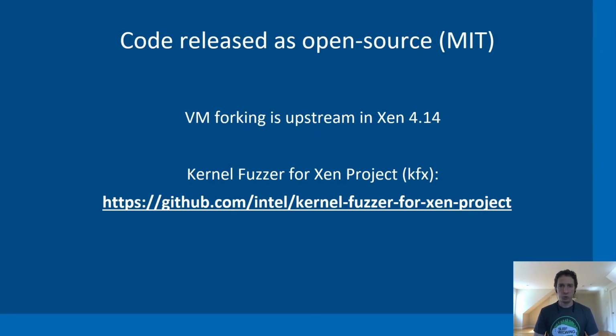So all of this code is released as open source under the MIT license. The VM forking feature is already upstream in Xen, and that was released just this summer. The Kernel Fuzzer for Xen project, KFX, is available on the Intel GitHub page at github.com/intel/kernel-fuzzer-for-xen. I hope you will check it out, and that it will be useful for security validation of various tools in the future.